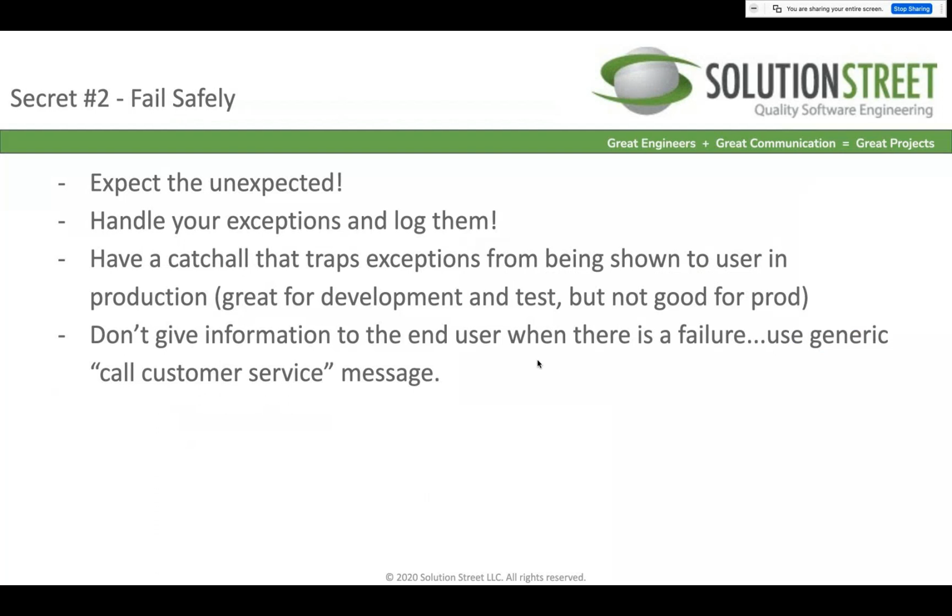And so the secret here is to fail safely, right? So expect the unexpected, handle all your exceptions. No matter what language or framework you're in, there's some top level configuration or setting that says don't propagate exceptions back to the web page. Just get a catch-all, and show a generic call customer service type page when that happens. So that way, it could be a real issue, could be a fake issue, but either way, you're not giving that information back to the end user. Make sense? All right.